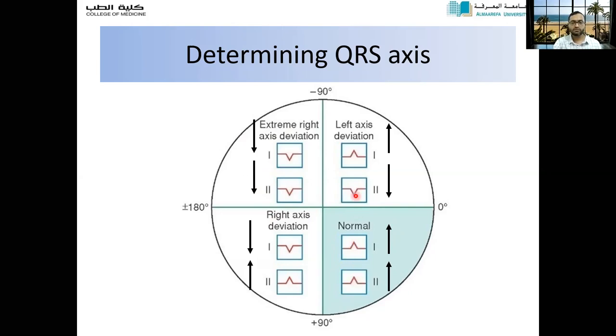Both positive, normal. Lead 1 positive, lead AVF negative, this is left axis deviation. They are coming to each other, that means lead 1 negative, lead AVF positive, this is right axis deviation.